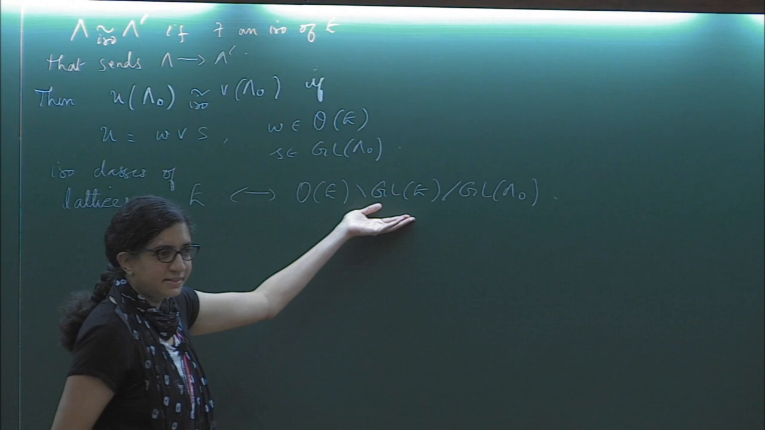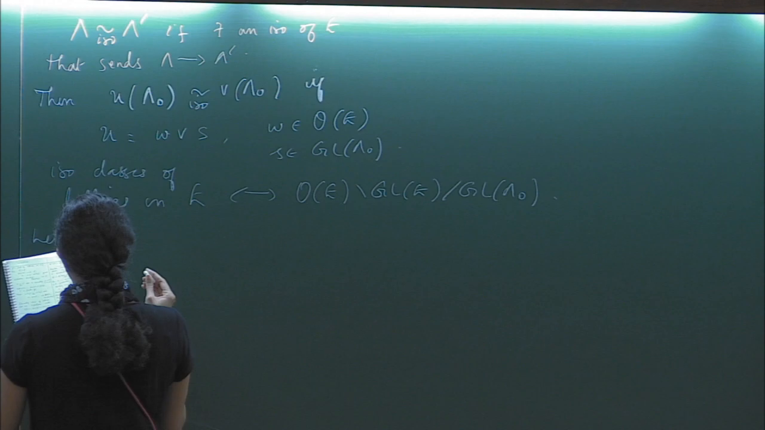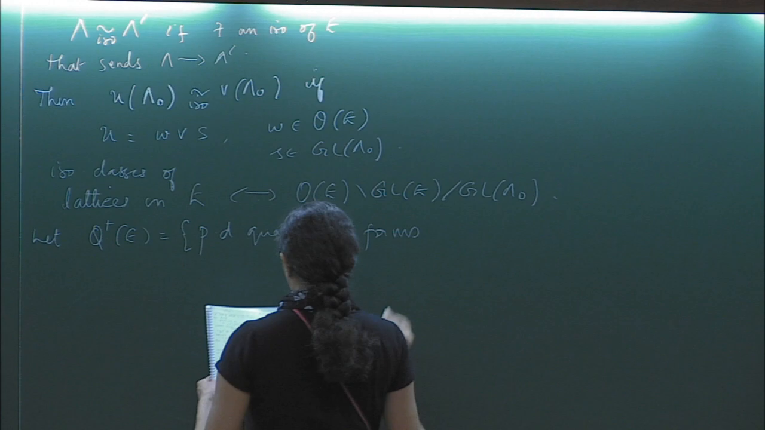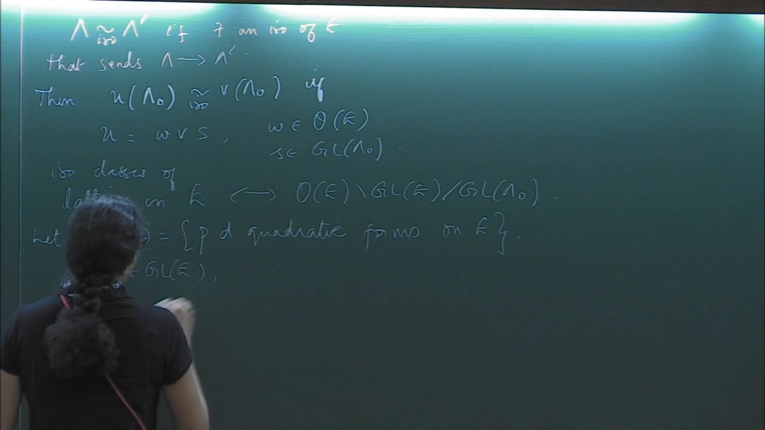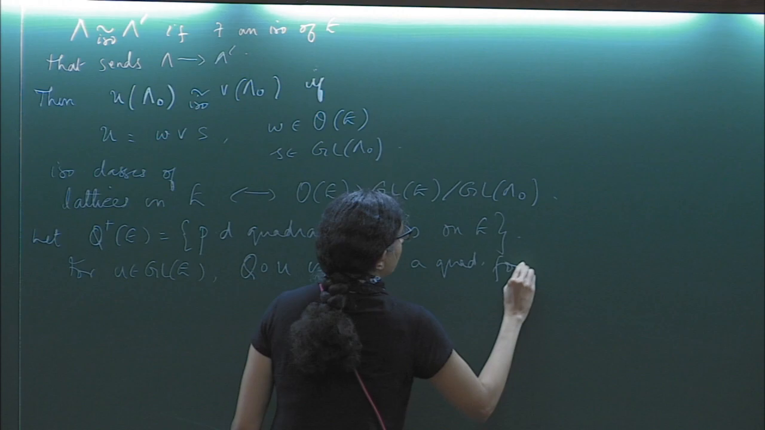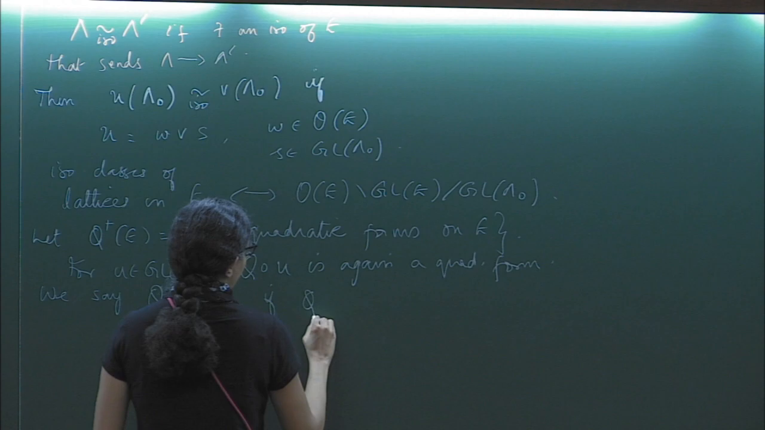So let Q plus of E denote the set of all positive definite quadratic forms on E, and for U in GL of E, Q composed with U is again a quadratic form. And we say that Q is equivalent to Q prime if Q prime is Q composed with U for U in GL of lambda.